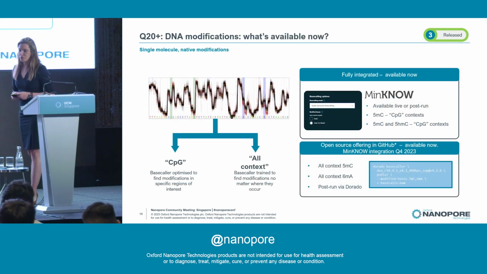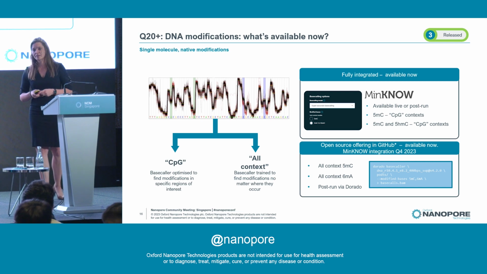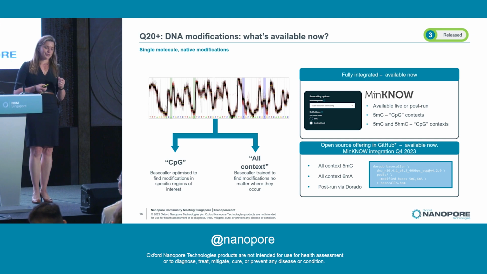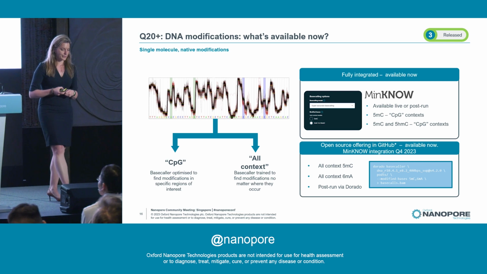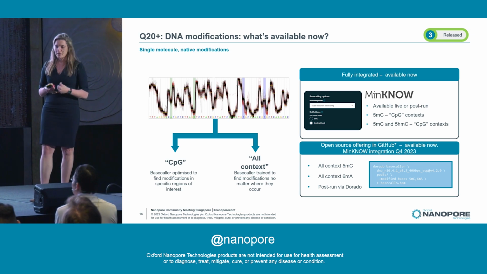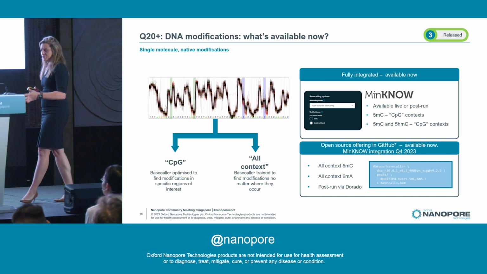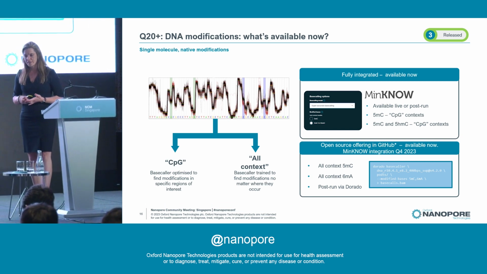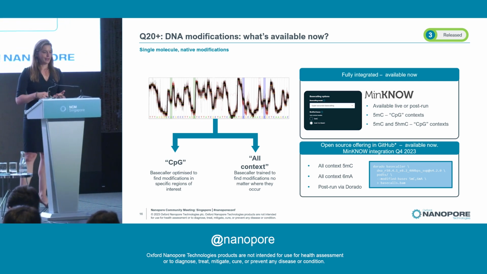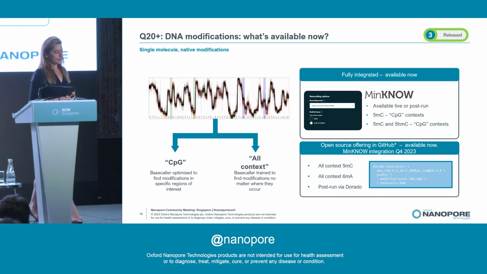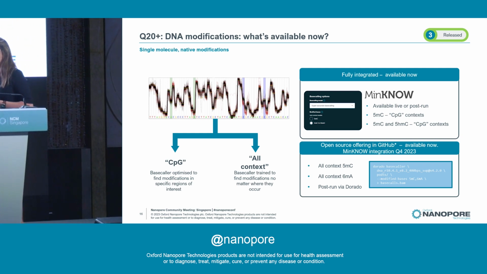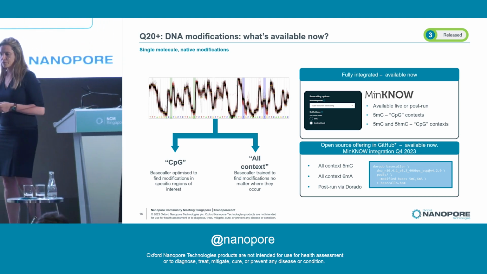So DNA mods are not limited to CpG context. There's more. And our teams are working constantly on trying to extract every last modified base from that information that we get from our sequencer. So fully integrated in Minnow, at the touch of a button, is 5mC and 5hmC. Currently, open source offerings in GitHub are all context 5mC, all context 6mA. You can run them post-run via Dorado as well, and we will be integrating these into Minnow by the end of this year. So we will get all context mods running off your box.